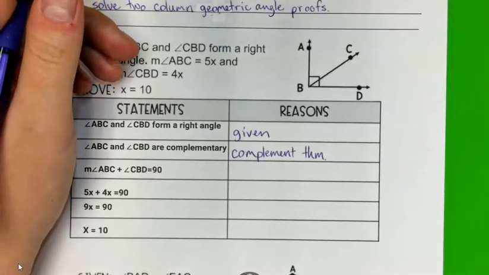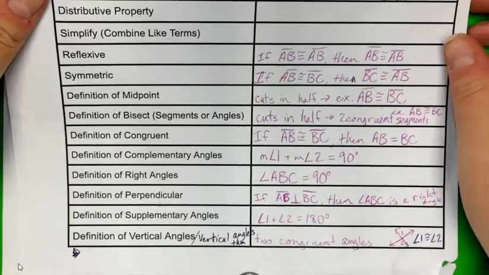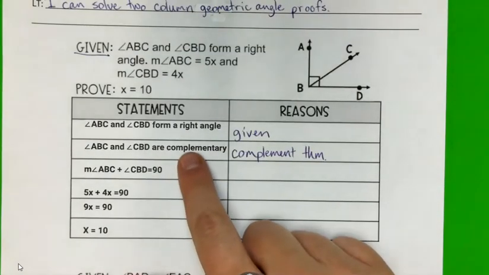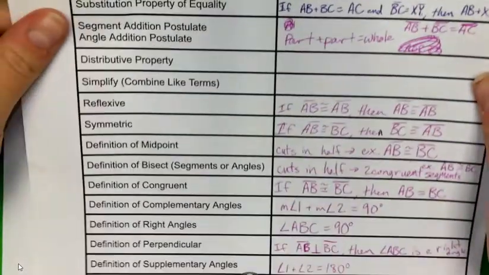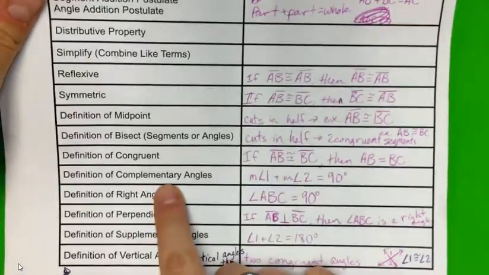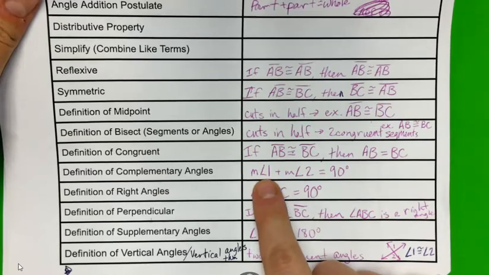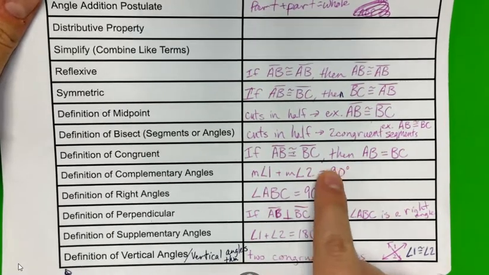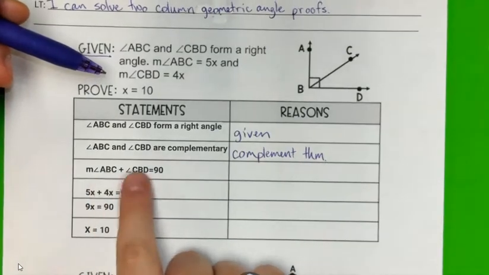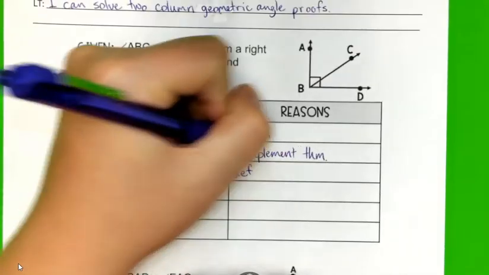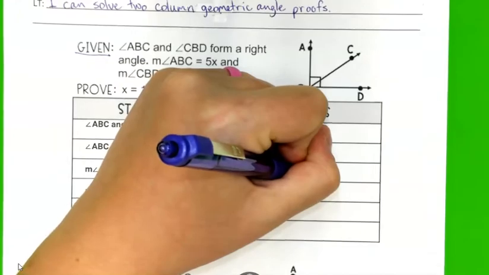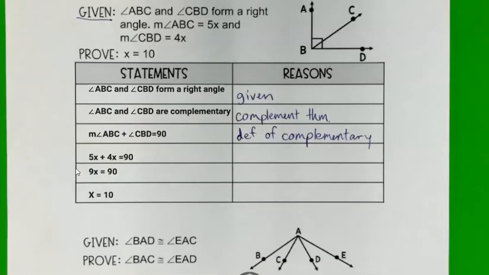Okay, so if they add up to 90, we're going to look back over here at our sheet, and the word complementary is right above it. So we want to think, all right, we've got two angles that add to 90. It's going to have something to do with complementary. So we want to look at our reason codes, and the definition of complementary angles is this, that you add two angles together and they equal 90. So let's see what we have going on in this proof. All right, yeah, we have these two angles added together and they equal 90, so that's just going to be that definition of complementary. Okay, so that one is definition of complementary.